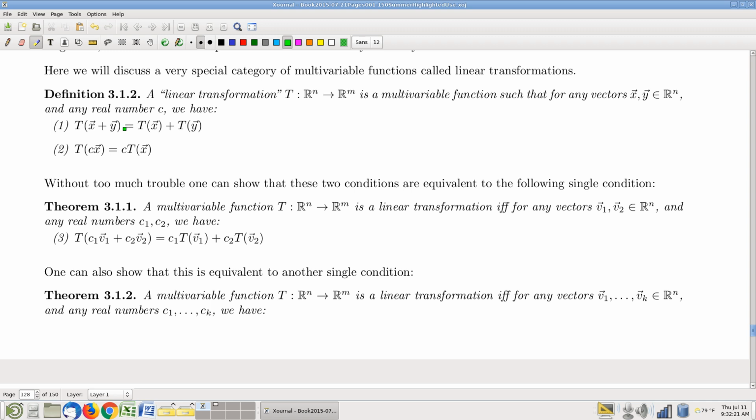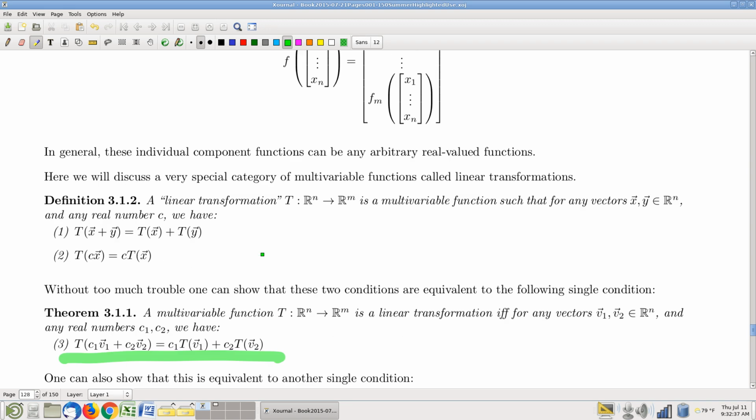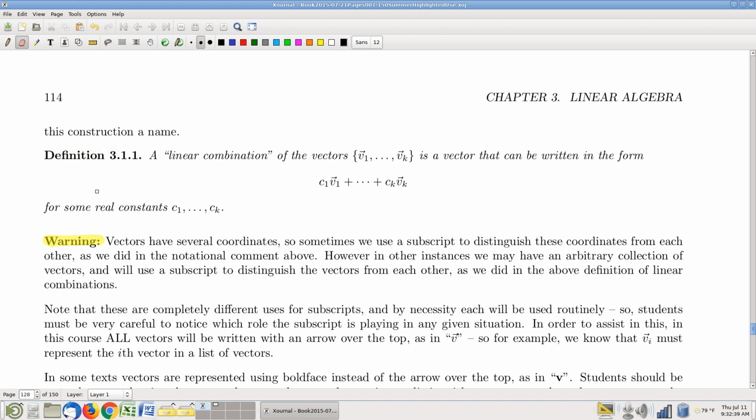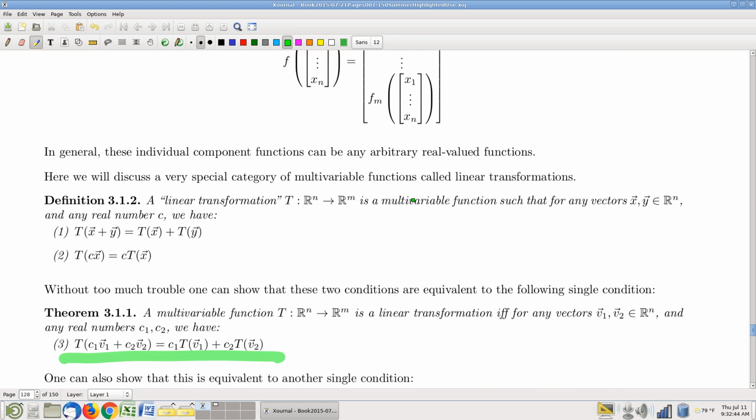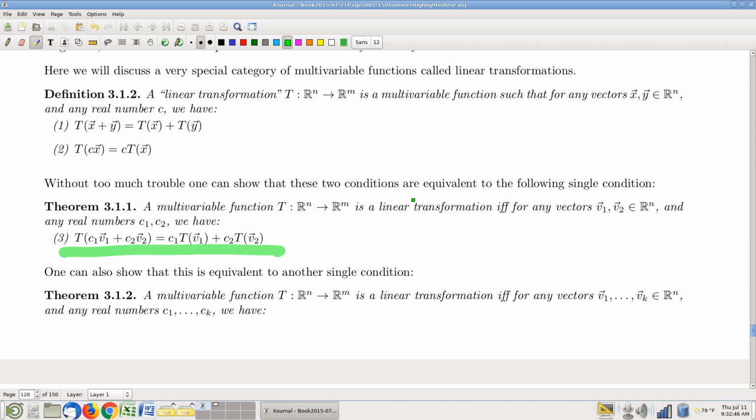Well, here's the thing. If a function plays nice with vector addition and plays nice with scalar multiplication, notice that all this says is that the function plays nice with linear combinations. And what are linear combinations? Linear combinations are just addition and scalar multiplication. So I think it should come as no surprise that addition and scalar multiplication properties combine to give you a linear combination property, and vice versa.